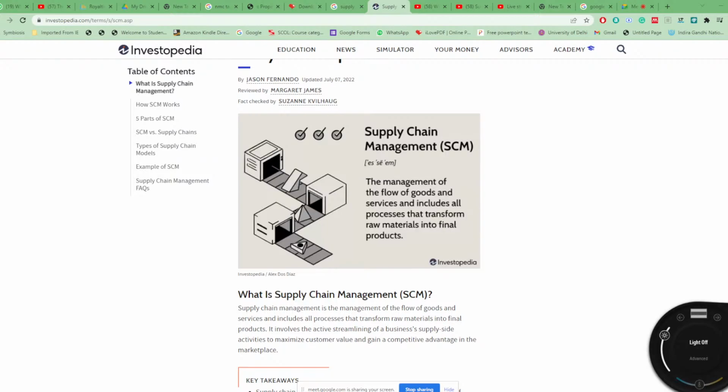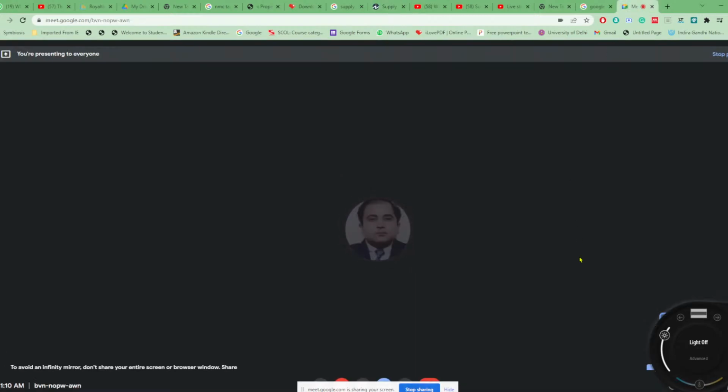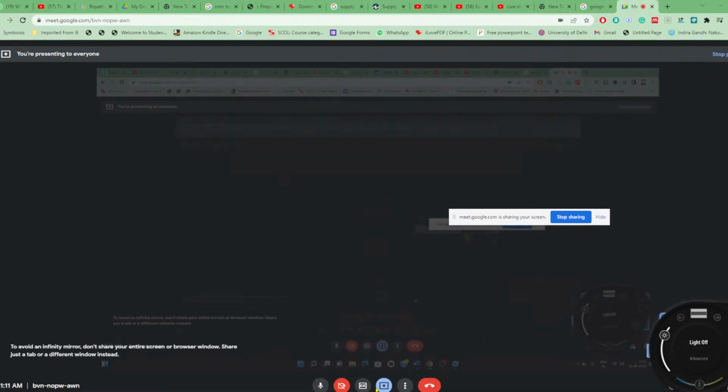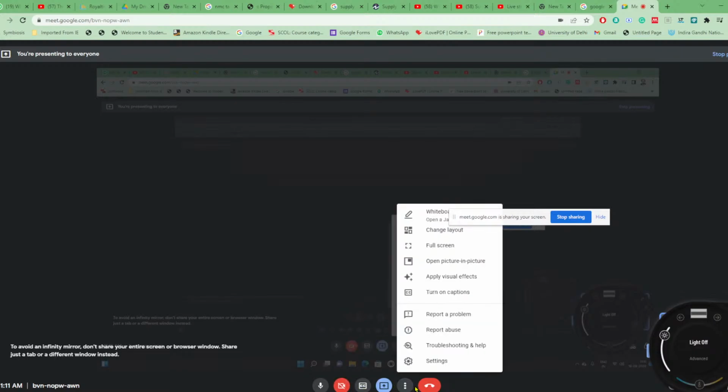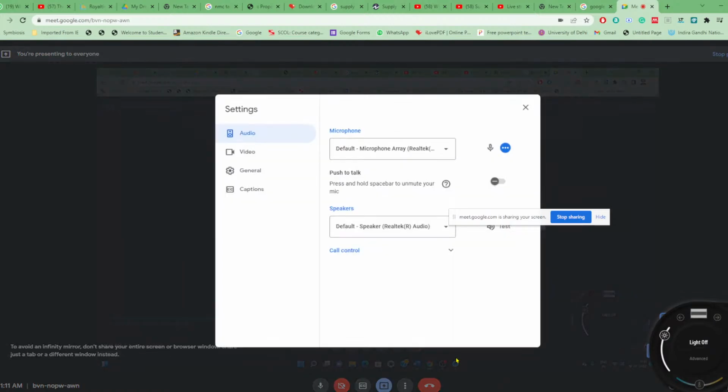Fourth module is procurement and supply relationship: procurement overview, purchase process and purchasing cycle, supply relationship management, supply segmentation and supply evaluation.